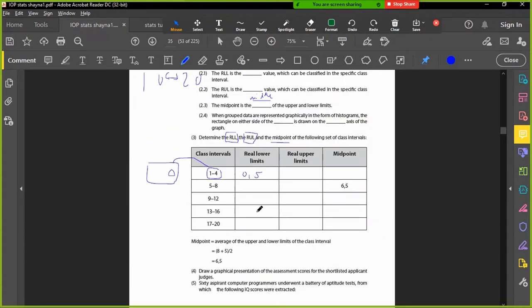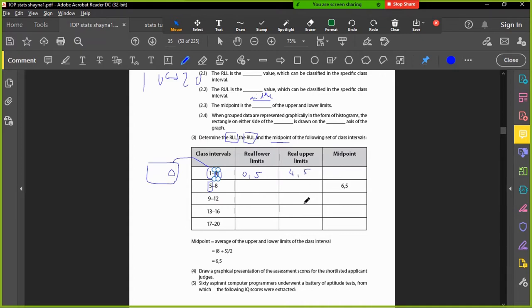Okay, let's do the next one. Real upper limit. Give me the working. Give me the answer. So now I'm a little bit confused. I think it's 4.5. Okay, how did you get that answer? I don't know. I'm just starting to see a pattern. I think 4 plus 5 divided by 2, maybe. Yes. There's the upper limit 4. There's the lower limit 5. 4 plus 5 is 9. 9 divided by 2 is 4.5.